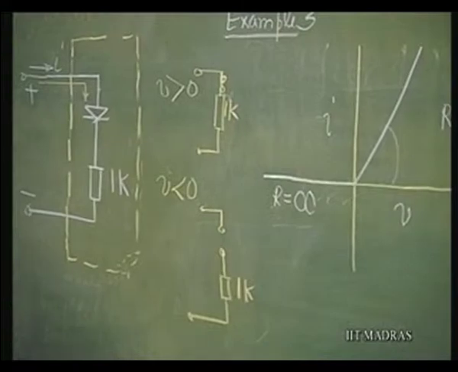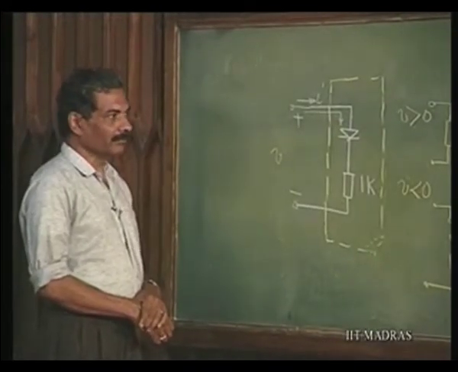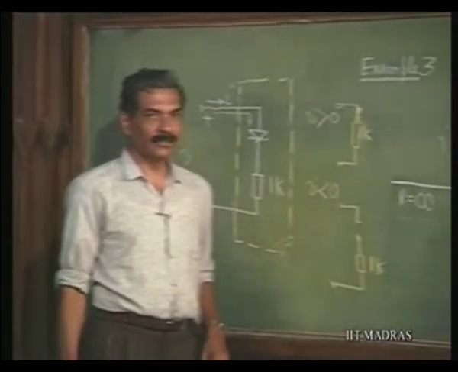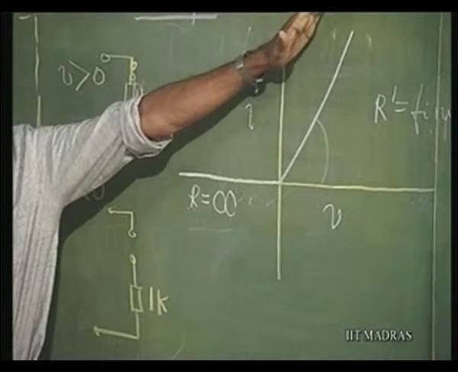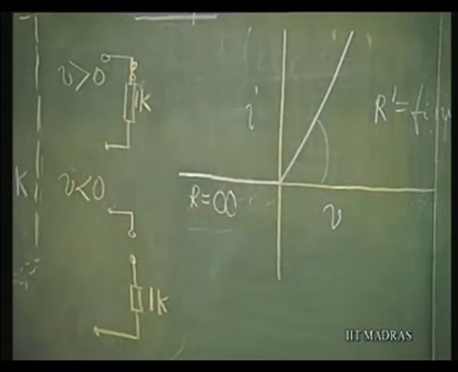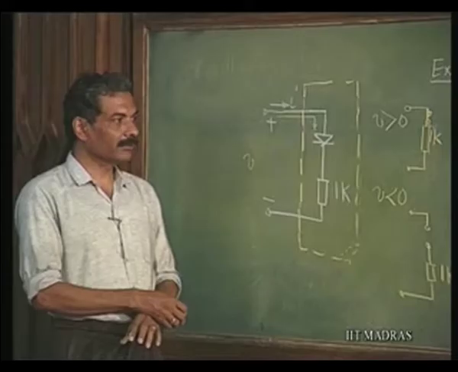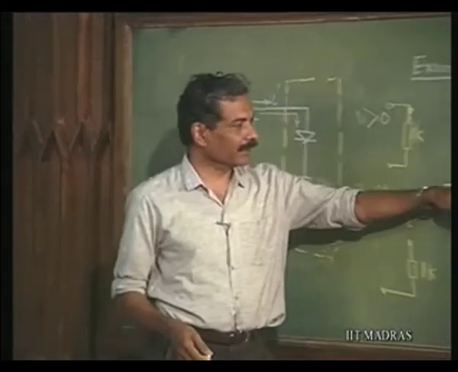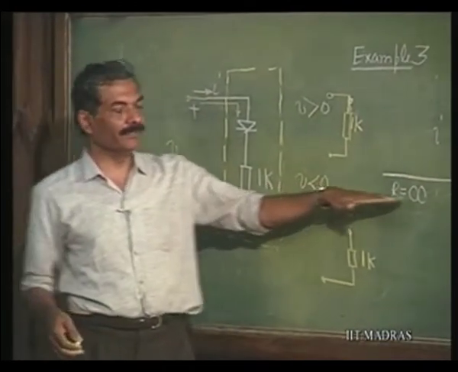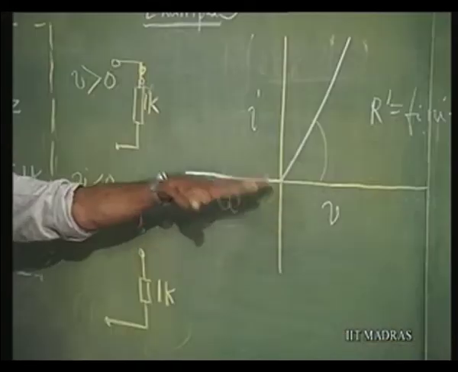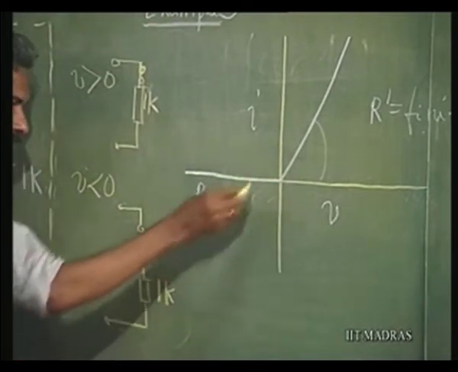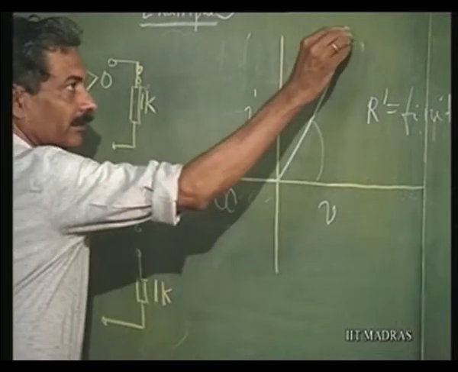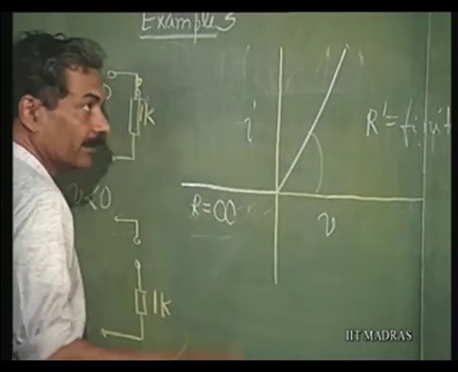So, if I want now to change this characteristic, so that in the forward direction the resistance is 1 K, but in the reverse direction I want another resistance. So, in the reverse direction, let us say I want it to appear not as infinity, but I want it to appear as 2 K. So, 2 K simply means it will have a higher slope than this. So, let us say this is the problem that is given to you.